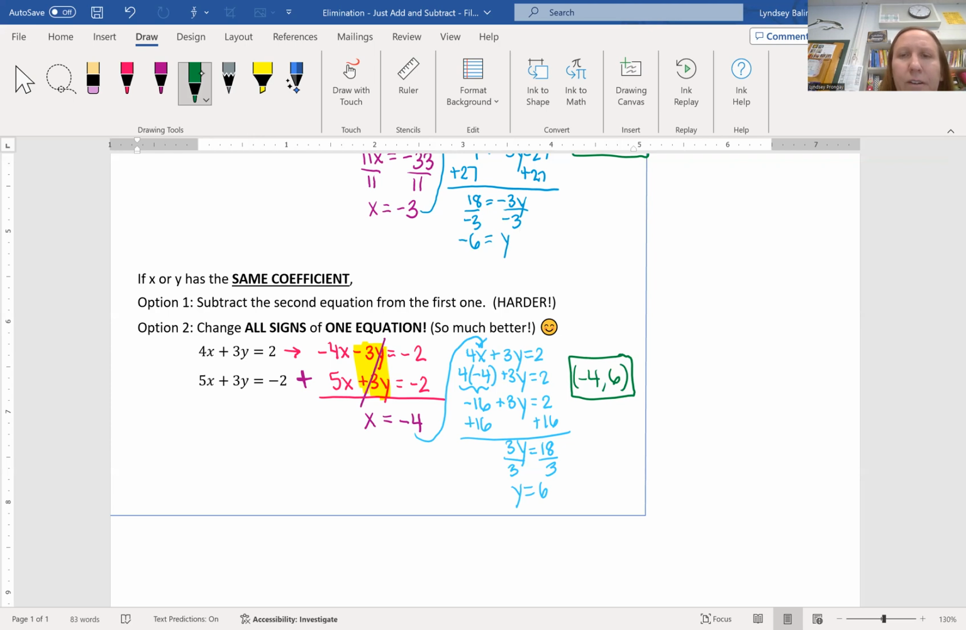Okay. So that is the general steps of our elimination. We can have some slightly harder questions, which is what the next video will cover. But for now, we should be able to either add our equations together, subtract them, or like I said, instead of subtracting, change the signs of one equation, and then you can just add them, just like we did in the first two.